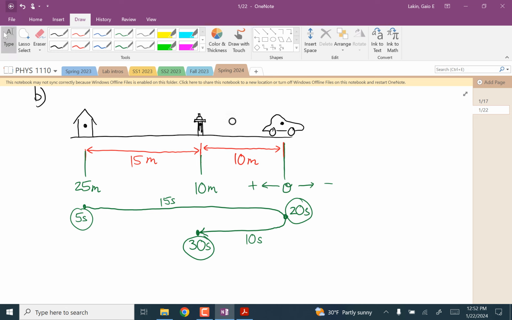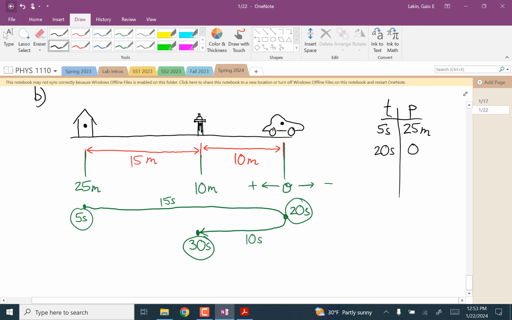And so again, we can just fill this out like a table. At that first instant, the time is 5 seconds. The position is 25 meters. At the second instant, the time is 20 seconds, and the position is 0. And at the third instant, the time is 30 seconds, and the position is 10 meters.